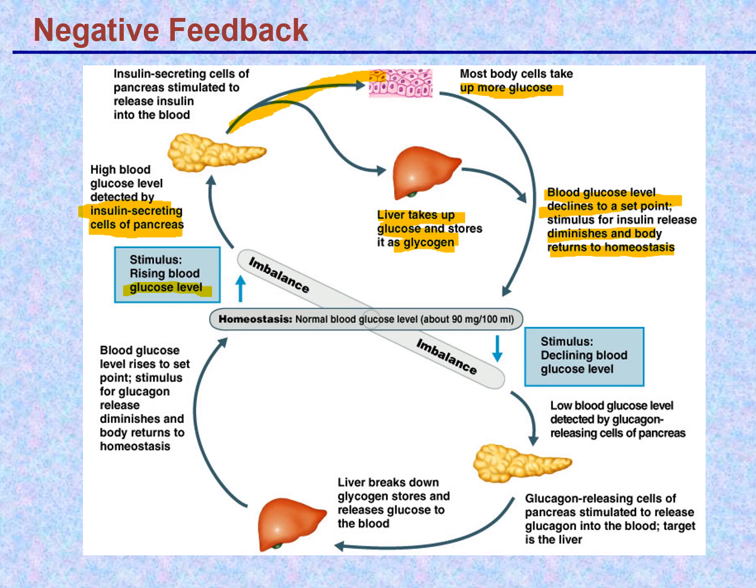Meanwhile, as insulin release stops and the blood glucose level is dropping, the body still is using up glucose, and eventually the glucose level drops below a certain set point, and that low blood glucose level is detected, again, by cells in the pancreas, but different cells that can release a hormone called glucagon. So initially the hormone insulin was released when glucose levels were higher, and now glucagon gets released when glucose levels drop too low.